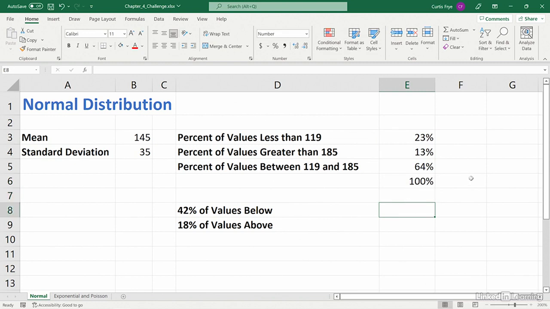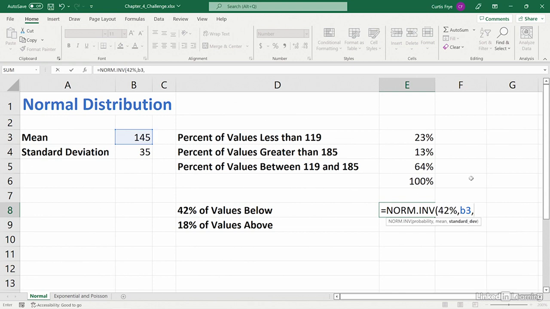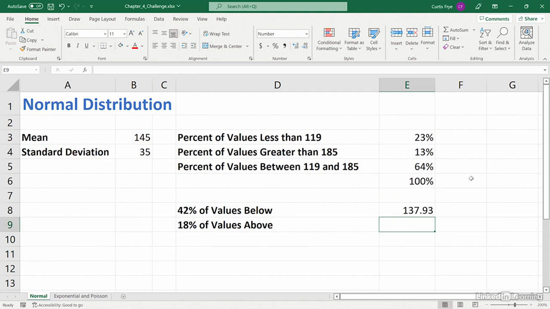We can also use norm.inv, or the inverse norm function, to find the cutoff where a certain percentage of values are below that cutoff. In this case, we'll look for 42%. So in cell E8, I'll type equal norm.inv. The probability is 42%, then a comma, the mean B3, standard deviation B4. Don't need anything else. Right parentheses, enter, and I get 137.93. And that makes sense. It's not that far below the average.